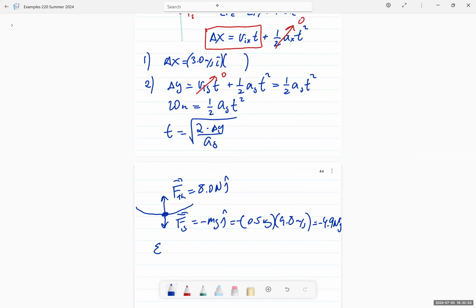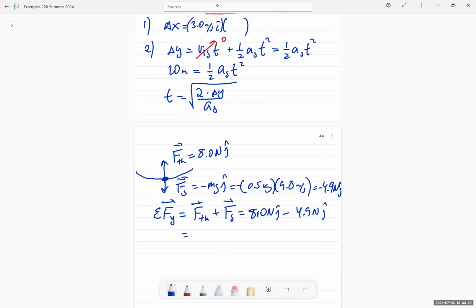So the net force in the y direction will be the thrust force minus the gravitational force. Technically, as forces, it's a plus. Here I can say, okay, this is 8 newtons j hat minus 4.9 newtons j hat, and I can just calculate the net force. All right. So here I will get 3.1 newtons j hat as the net force in the y direction.